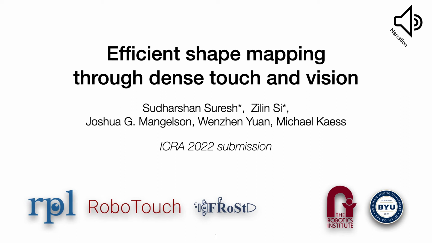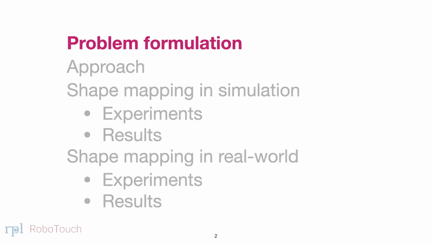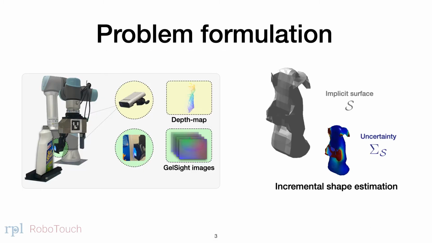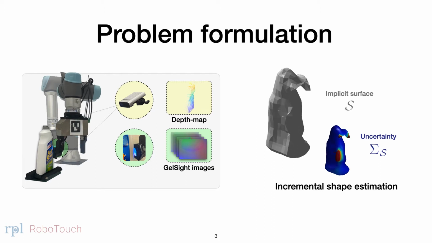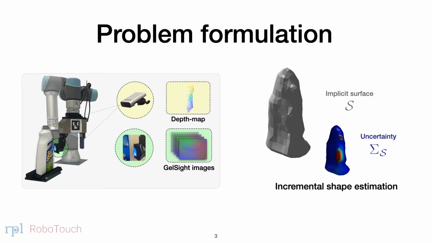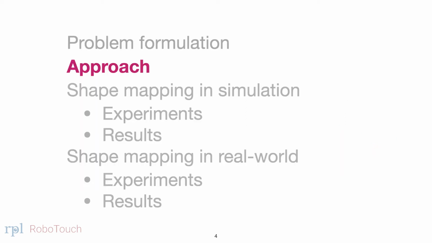Welcome to our presentation on efficient shape mapping through dense touch and vision, an ICRA 2022 submission. We consider the case of incrementally mapping objects from touch and vision for robot manipulation. This fuses robot kinematics with a partial noisy depth map and dense tactile images from a GelSight sensor.